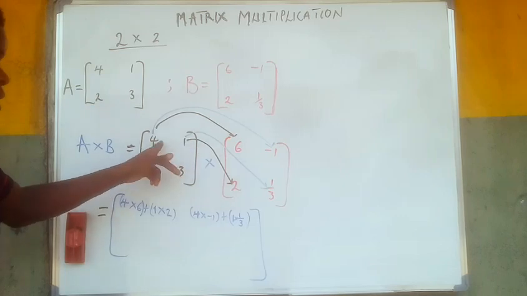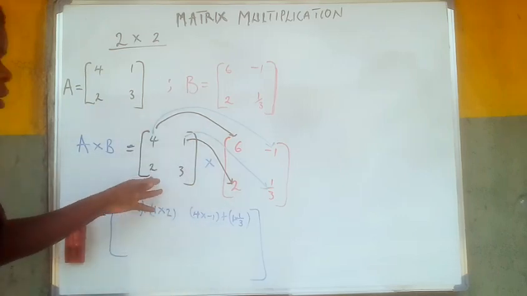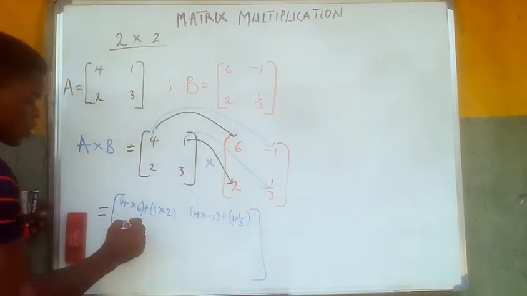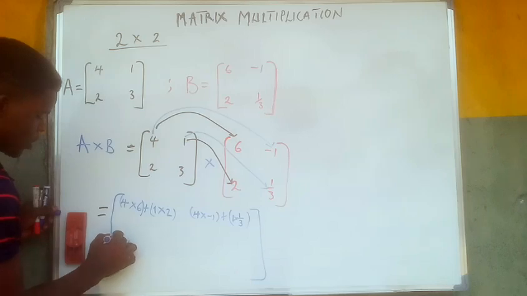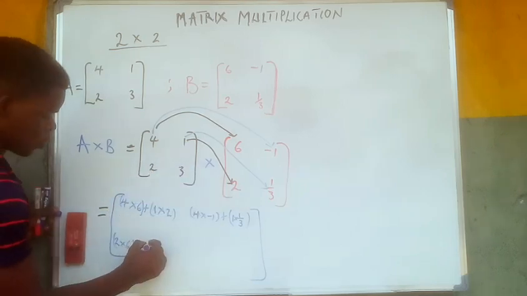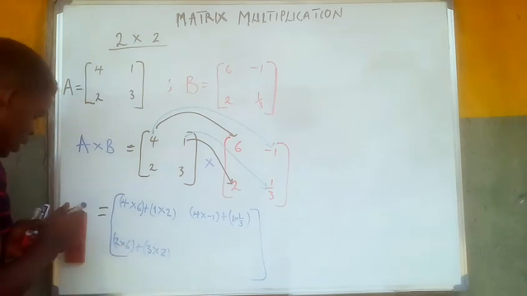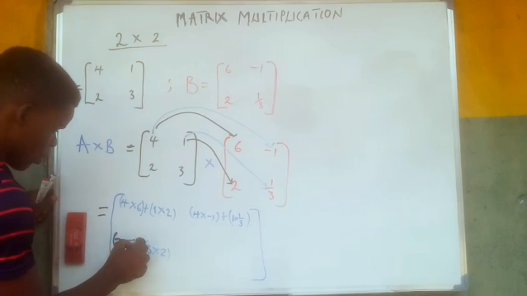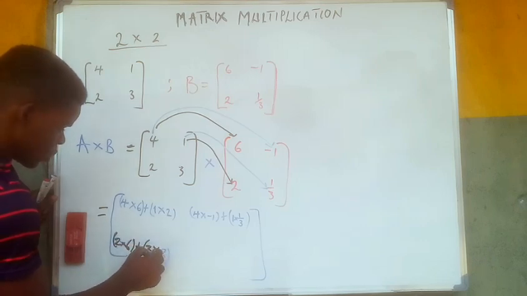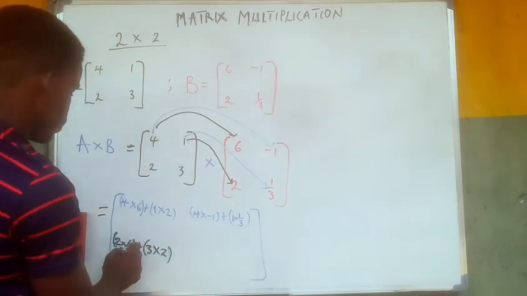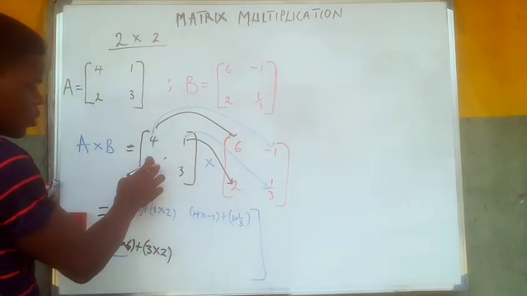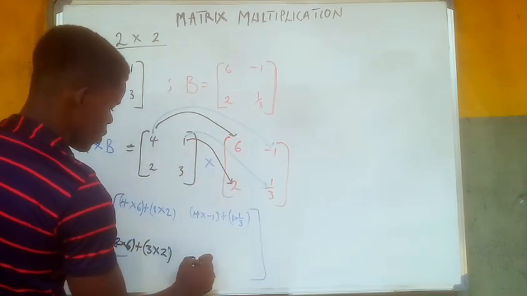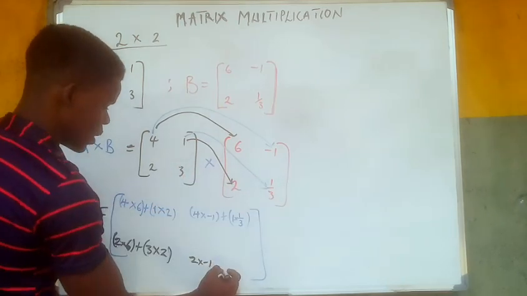So you see the way I'm going to represent it. Now we go for the second row, which is 2 times 6, 3 times 2. Let's just write it first: 2 times 6 plus 3 times 2. Let me use black for those places. 2 times 6 plus 3 times 2. So we move on to the other one here. We go again: 2 times -1, and 3 times 1 by 3.